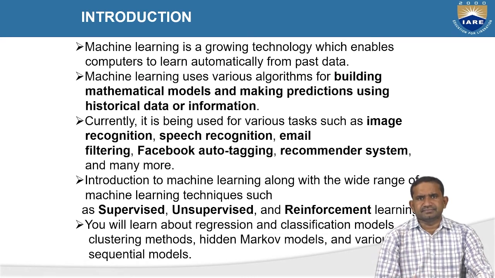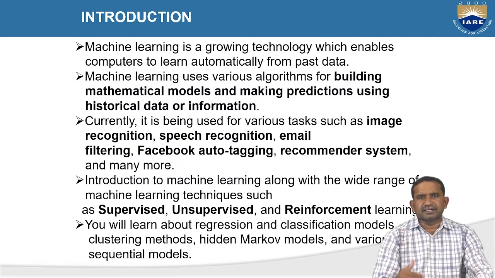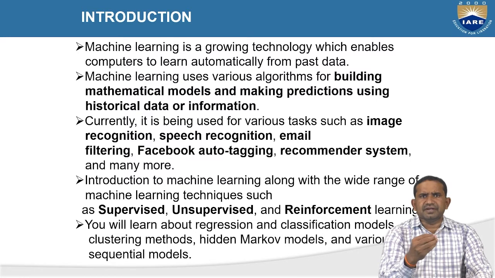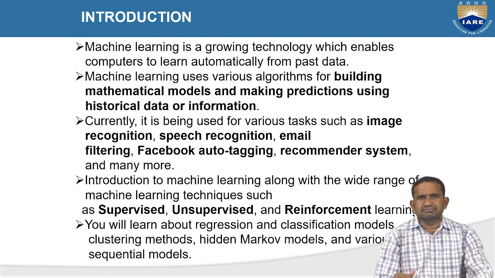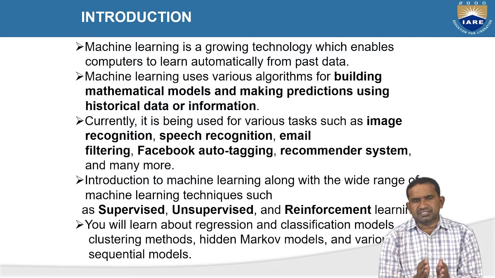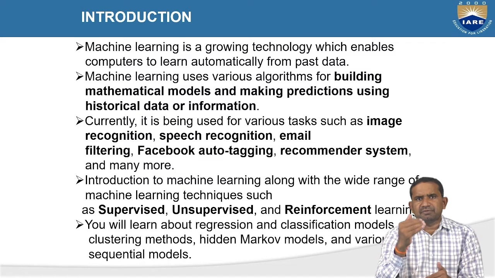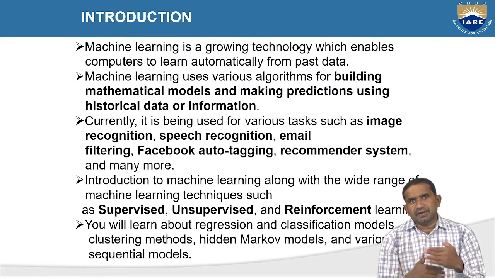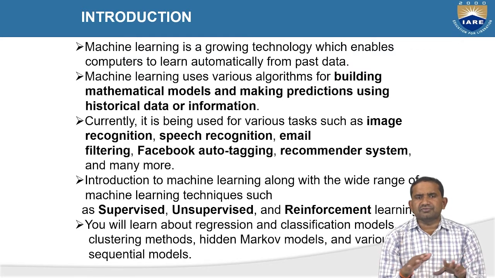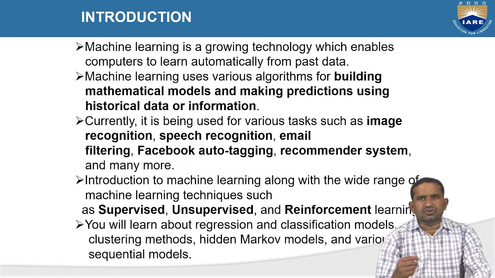Next, email filtering. We receive a number of mails, and the machine automatically filters them. How is it filtered? Based on incoming mails, it decides which one is relevant and goes to the inbox, and which one goes to the spam folder. We do not interfere, but the machine filters automatically. Advertisement-related mails are automatically moved to the spam folder, while main information goes to the inbox or primary inbox. The machine works automatically without any human intervention. That is email filtering.